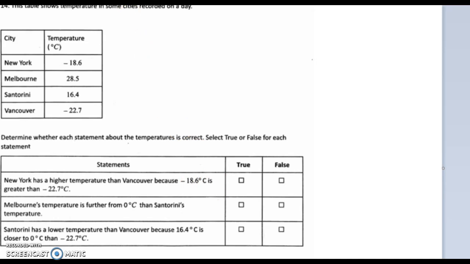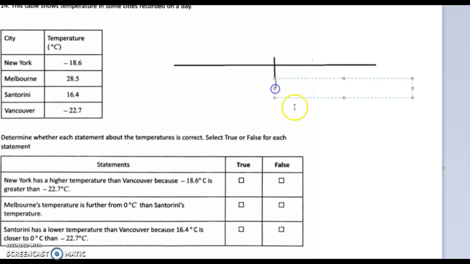Is that correct? One thing you can do is just make a number line and then graph these points. You don't have to be exact, but you can put them in order. So we know, let's say this is 0. New York would be negative 18.6, so let's call it over here somewhere. Vancouver is going to be over here somewhere. So this is negative 22.7. I'll call it Van.